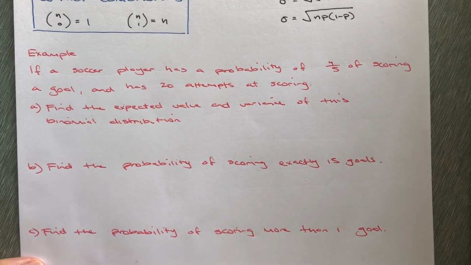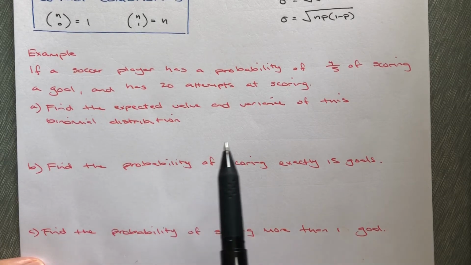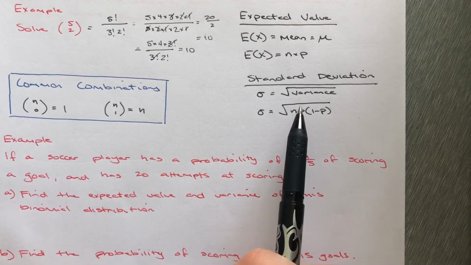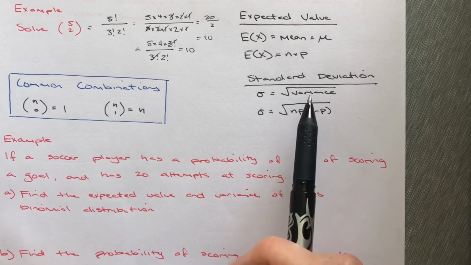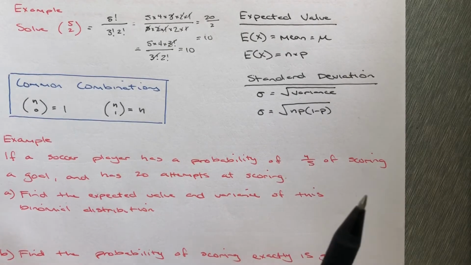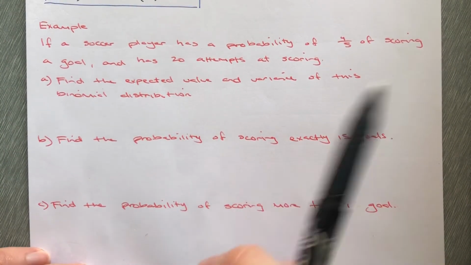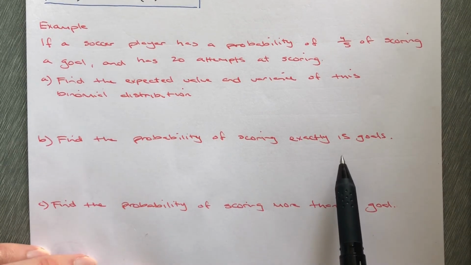If a soccer player has a probability of 4/5 of scoring a goal and has 20 attempts at scoring, find the expected value and variance of this binomial distribution. I'm going to go back to this one. Our expected value and variance and standard deviation were here. I might leave that one for now. Alright, we want the probability of scoring exactly 15 goals.